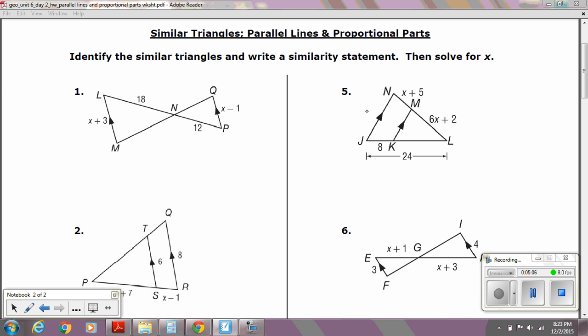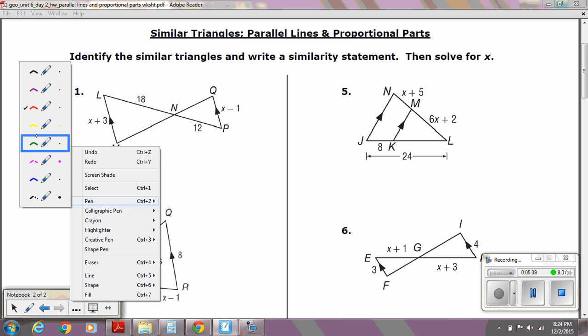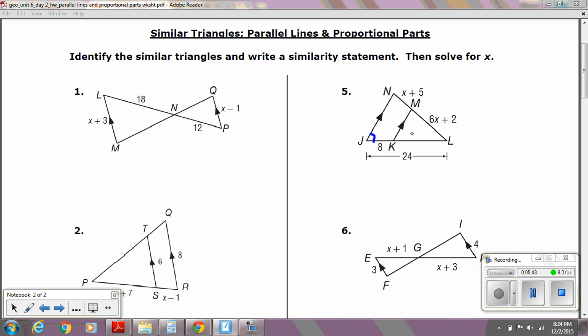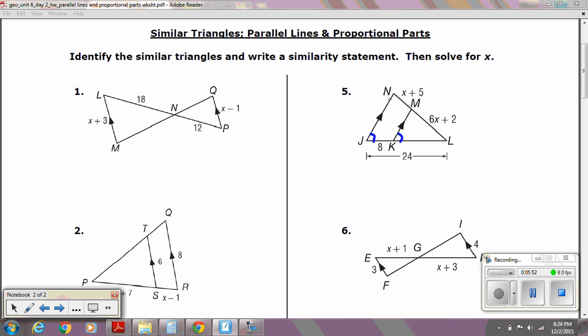Let's go ahead and do number 5 since it's right here. So on number 5, it says that JN is parallel with KM. So we got some other sets of angles that are congruent. Let me undo that real quick. I need my pen back. All right, so angle J is congruent to angle K because they're in corresponding positions. That means angle N corresponds with angle M. And then angle L is definitely going to be a congruent angle by itself.